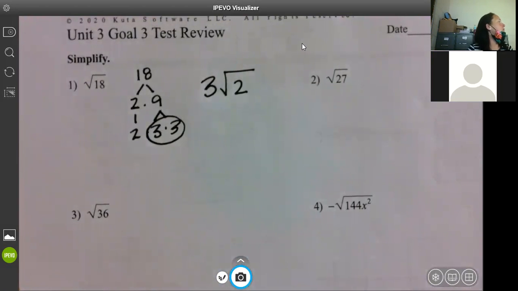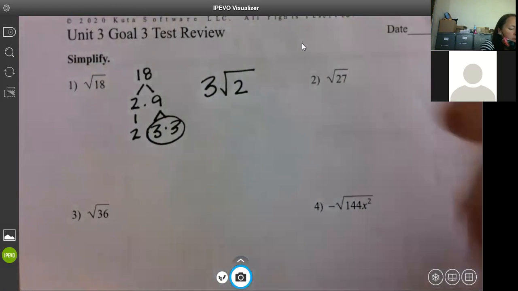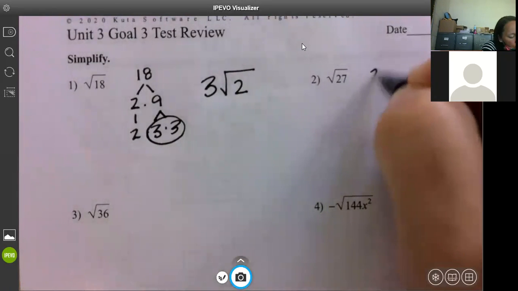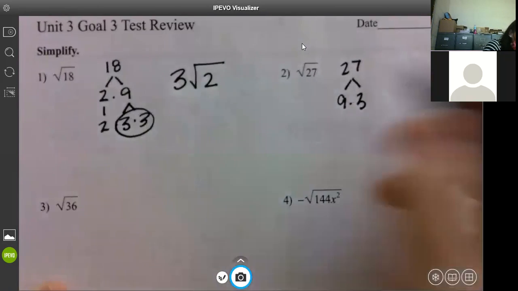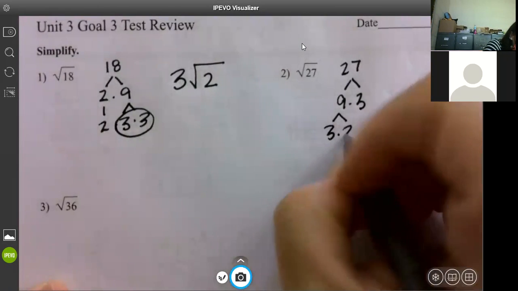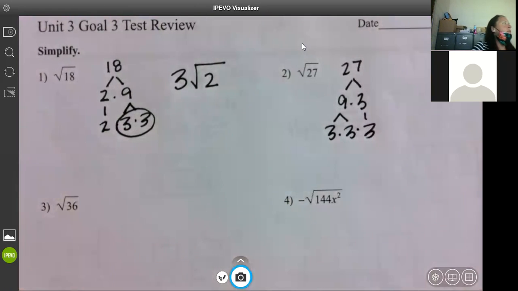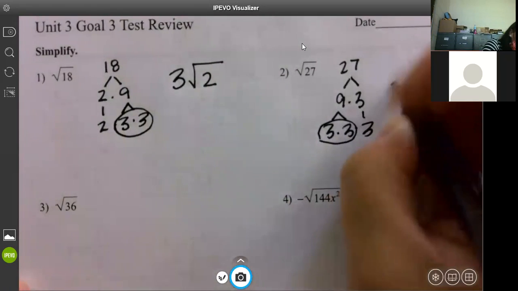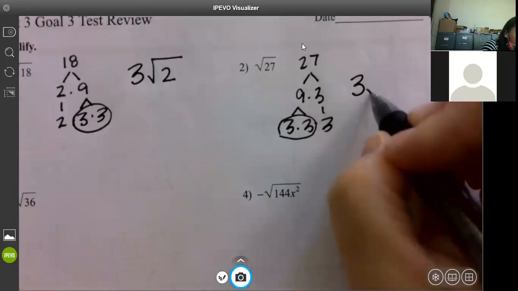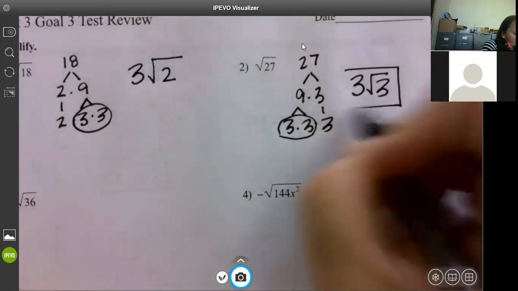Letters work the same way, so your variables are going to work the same exact way. Okay, so 27. 9 times 3. 9 breaks into 3 times 3, and this 3 will not break down. Make sure you pull it down though so you're not missing it. We have a pair of 3s, so we pull out a 3. What did we not circle? That's it.